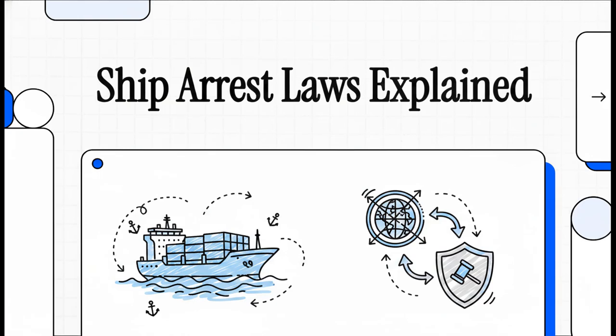Welcome to This Explainer. Today we're diving into a genuinely fascinating and complex web, the international and national laws surrounding ship arrests. Think about the fundamental challenge of maritime law for a second. Ships are massive, incredibly valuable assets, but they're also peripatetic, meaning they're constantly wandering from port to port, crossing international borders every single day. Trillions of dollars of global trade rely entirely on these rules functioning properly.